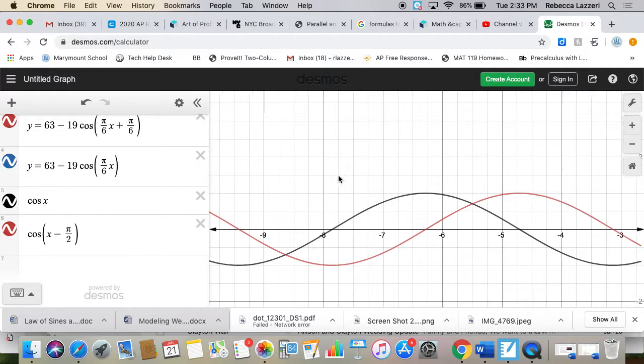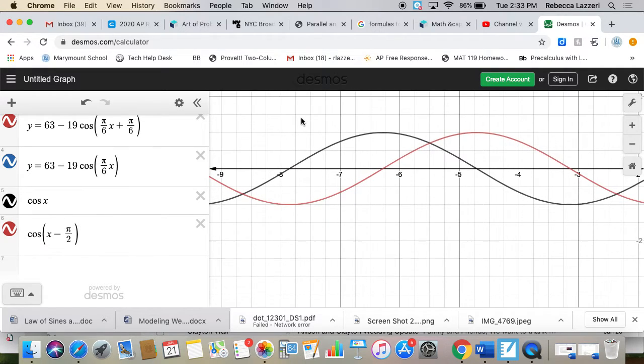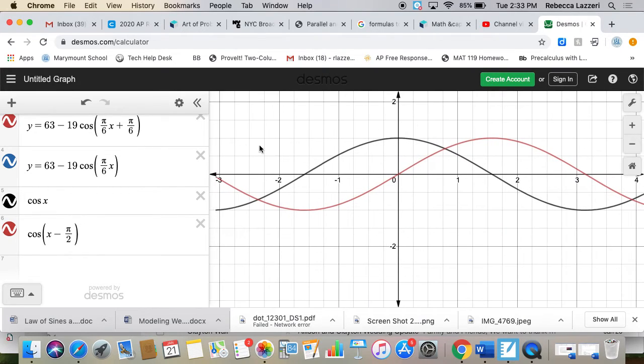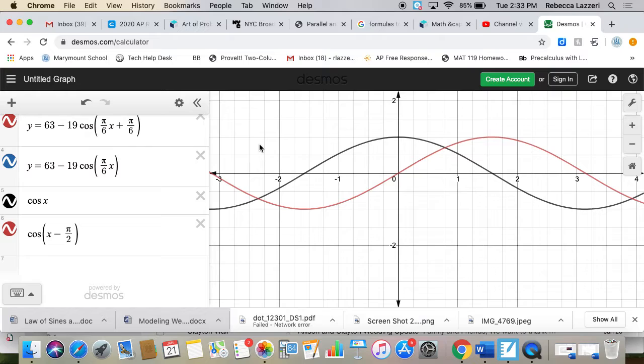Where'd 0 go? Oh, here it is. So anyway, all different things in here. It can look like the red one is actually a sine graph. But if you see my equation, it's a cosine graph that I shifted. My black graph, I shifted it to the right pi over 2. You can easily see it's a cosine graph.